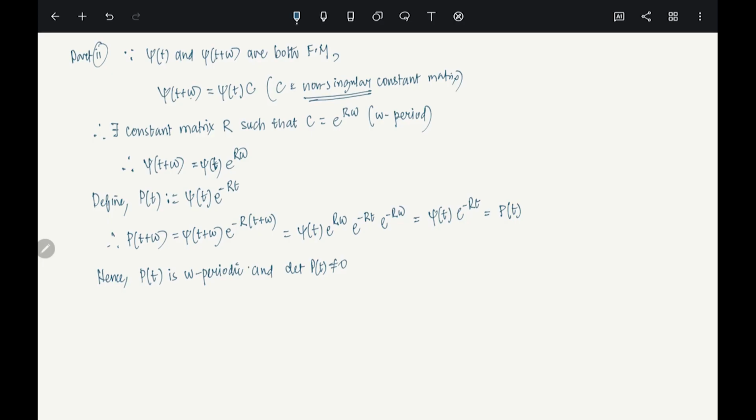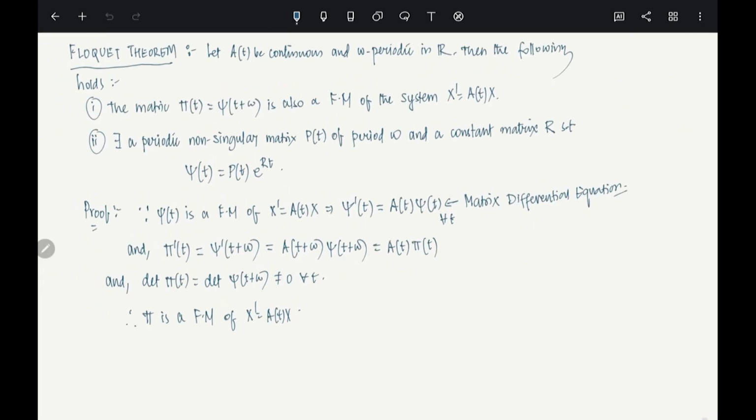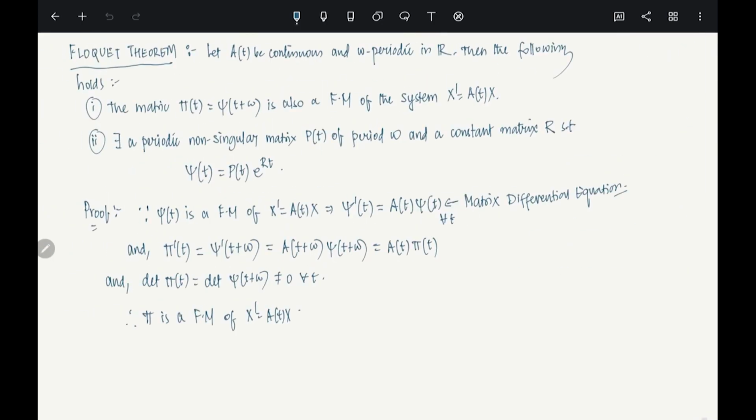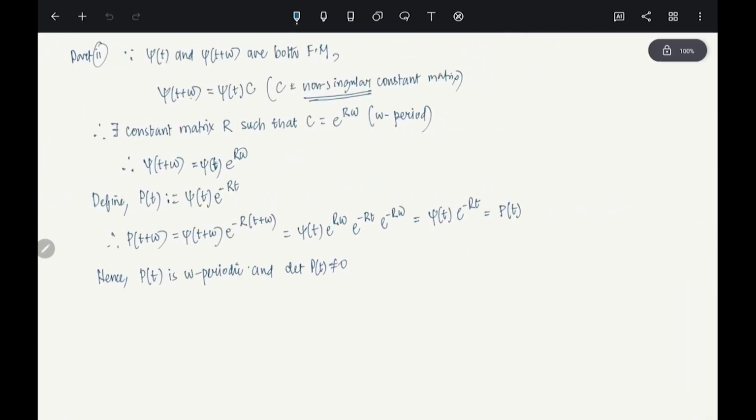Clear? Okay. So the beautiful part about this is, once this is done, phi of t can be written as P of t times e power rt. Hence we proved our theorem.